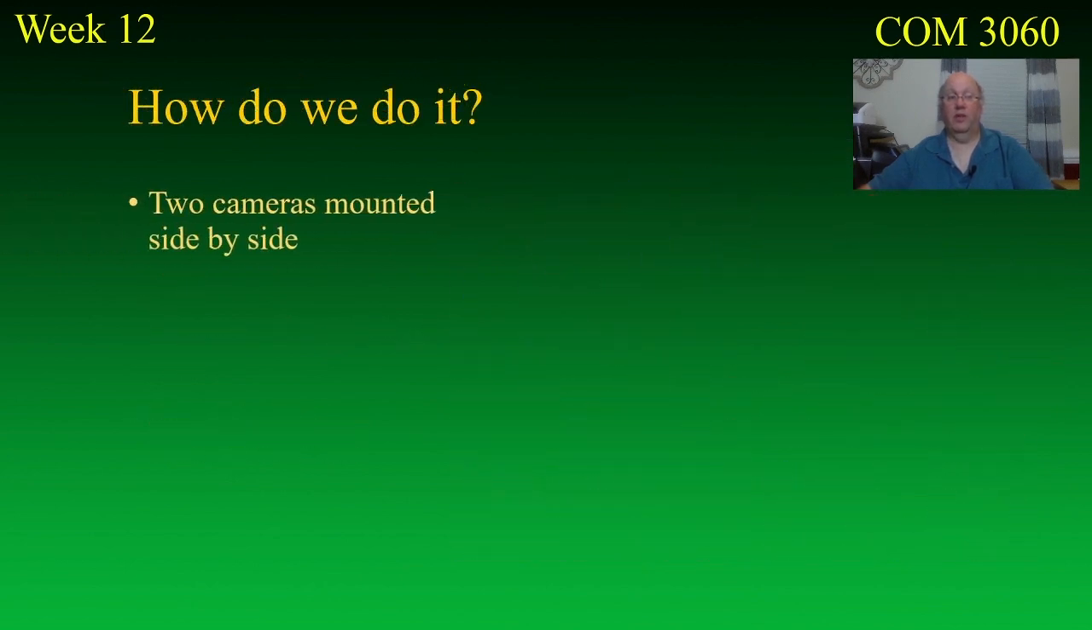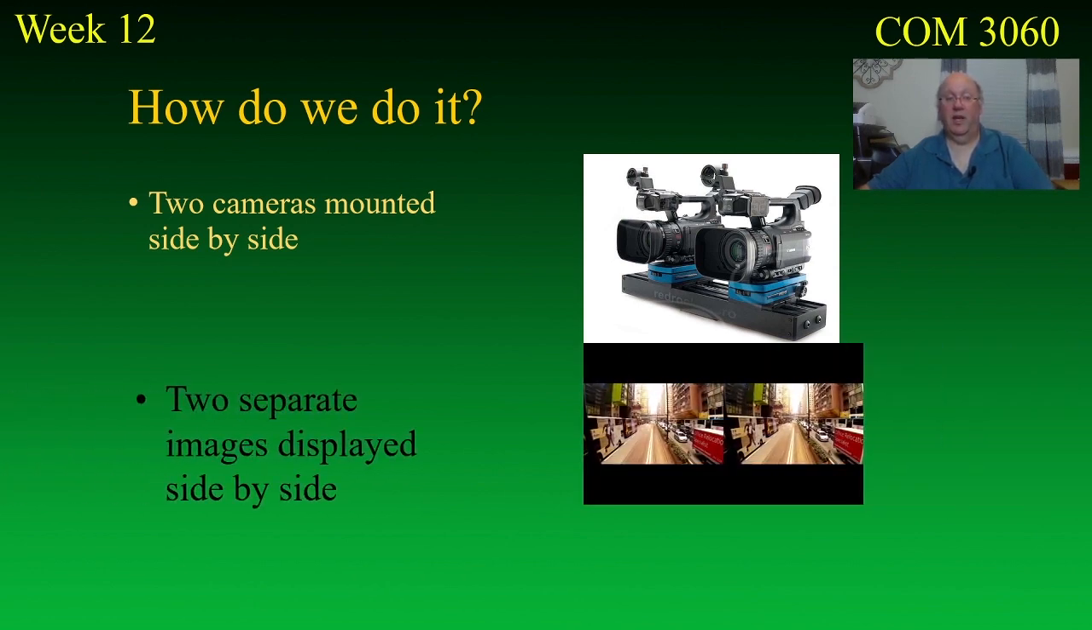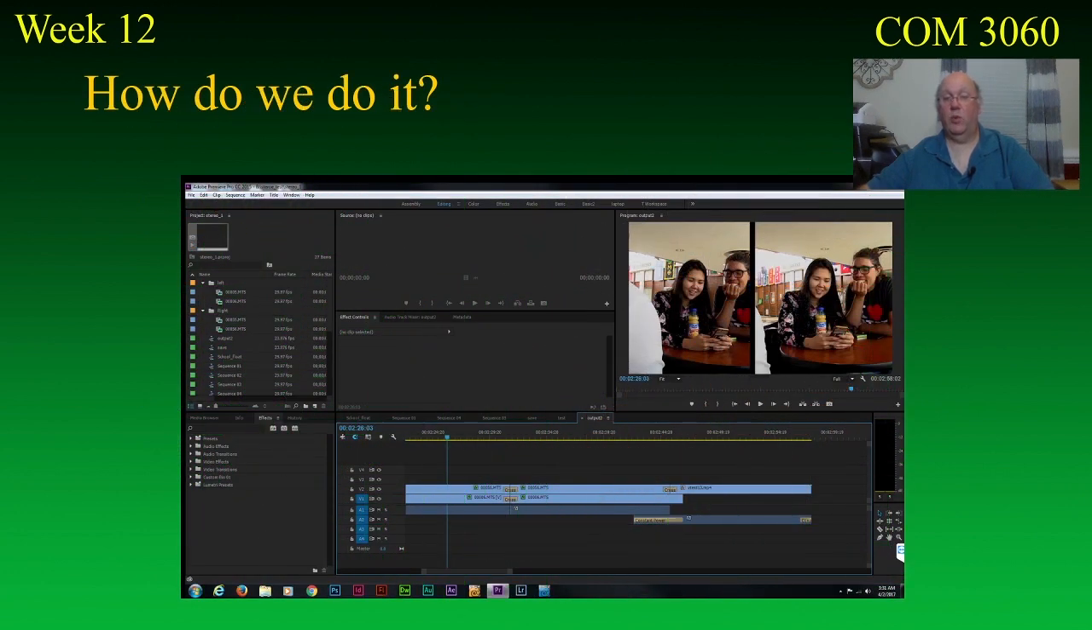And how we do that: two cameras mounted side by side. I actually made one of these things. I don't recommend it. It's very difficult. With the GoPro cameras, it's a lot easier, but I'm not going to get into that. And so you create two separate video images that you can display side by side, and you edit them together in your Premiere program. So you're creating a video that has left and right, which you then play on your screen. Now the 360 video, that's a different thing altogether.